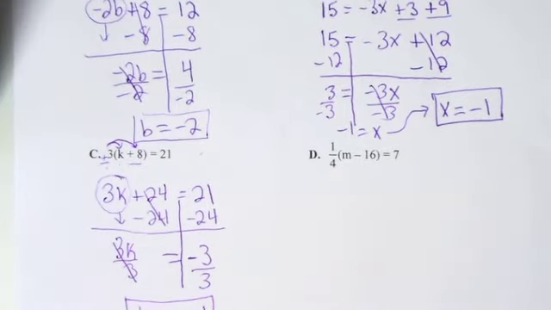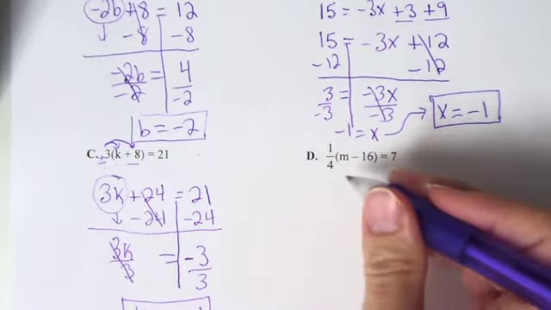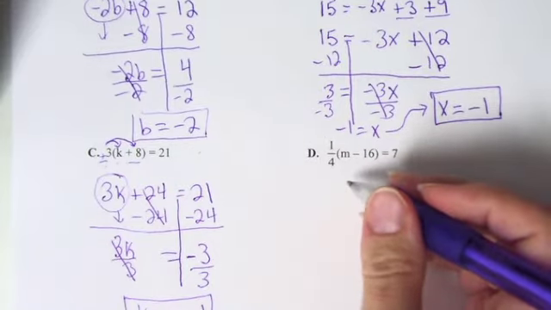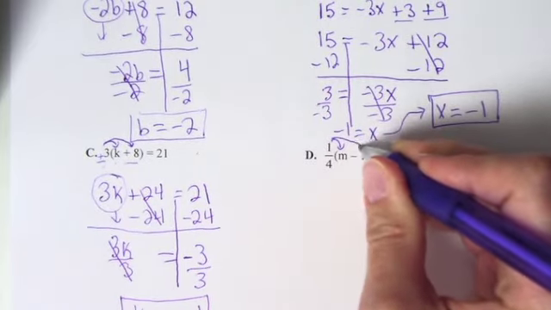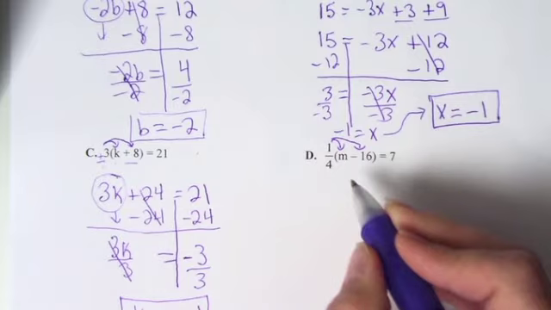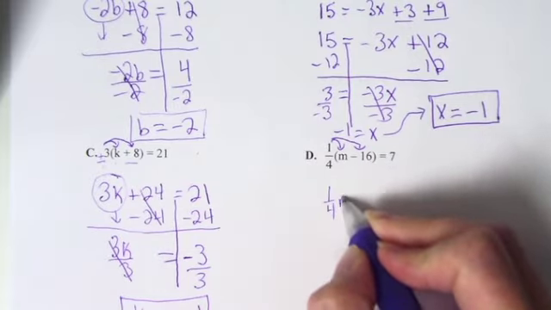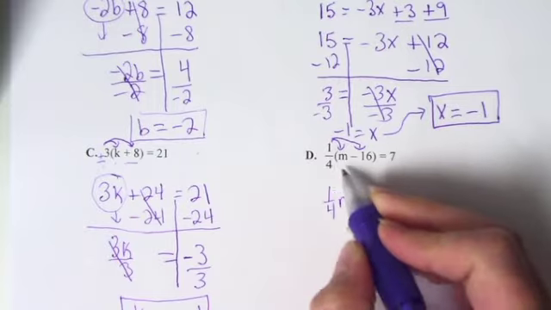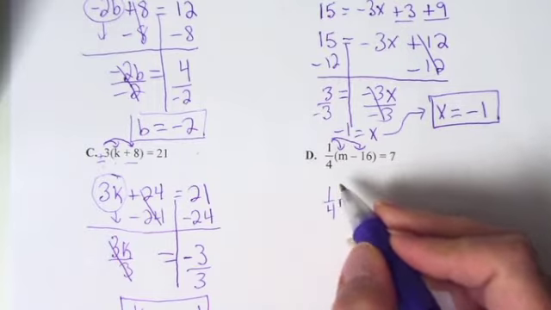All right, letter D. We throw in a fraction. Okay, so this doesn't have to be difficult. We can do distributive property with the fraction. All right, we can take 1/4 times m and 1/4 times negative 16. So we get 1/4 m. Okay, because 1/4 times m is just 1/4 m. Treat 1/4 just like a regular number. It is just a number.